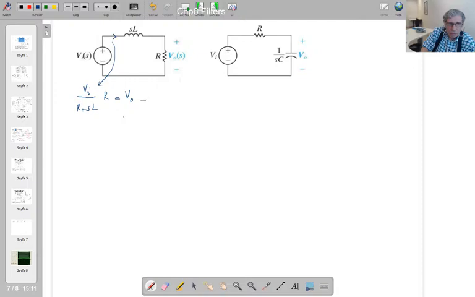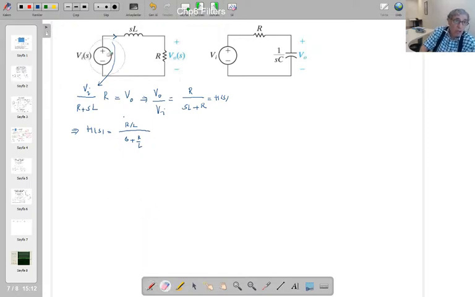The transfer function from this one, V out over Vi, so you move this one to here, is going to be R over SL plus R. If you take L as a common factor, H(S), the transfer function, is equal to R over L, over S plus R over L. So that's the transfer function.